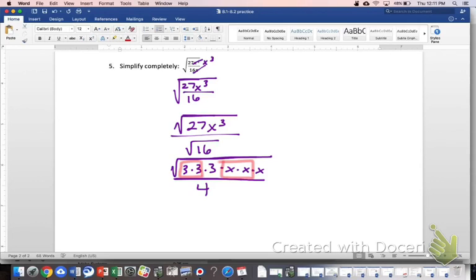So to finish this out, the 2 3's come out as a single 3. The 2 x's come out as a single x. Inside the radical, there's a 3 left over, and there's an x left over. The denominator is still 4. That would be our final simplification for number 5.